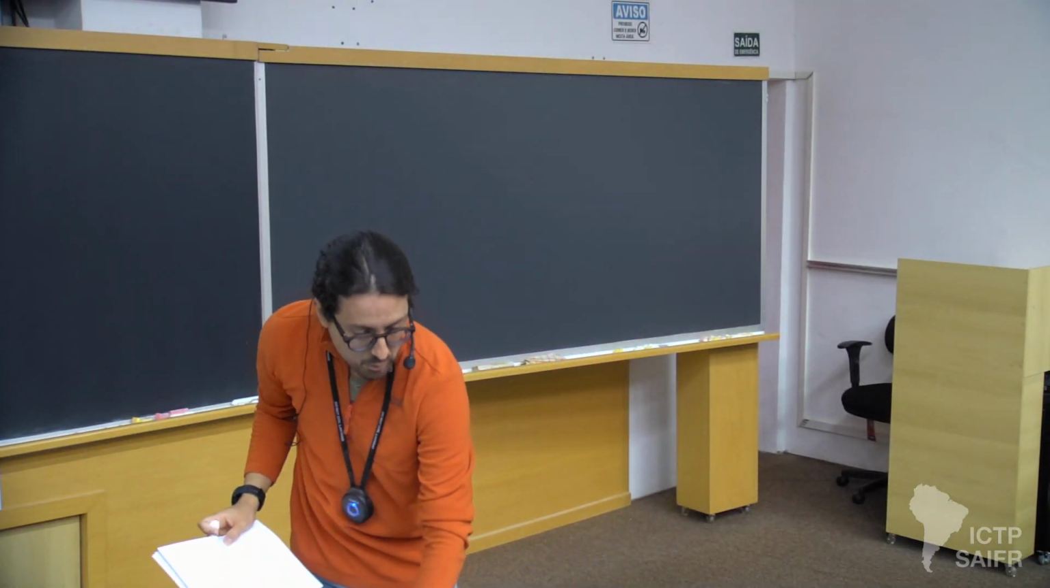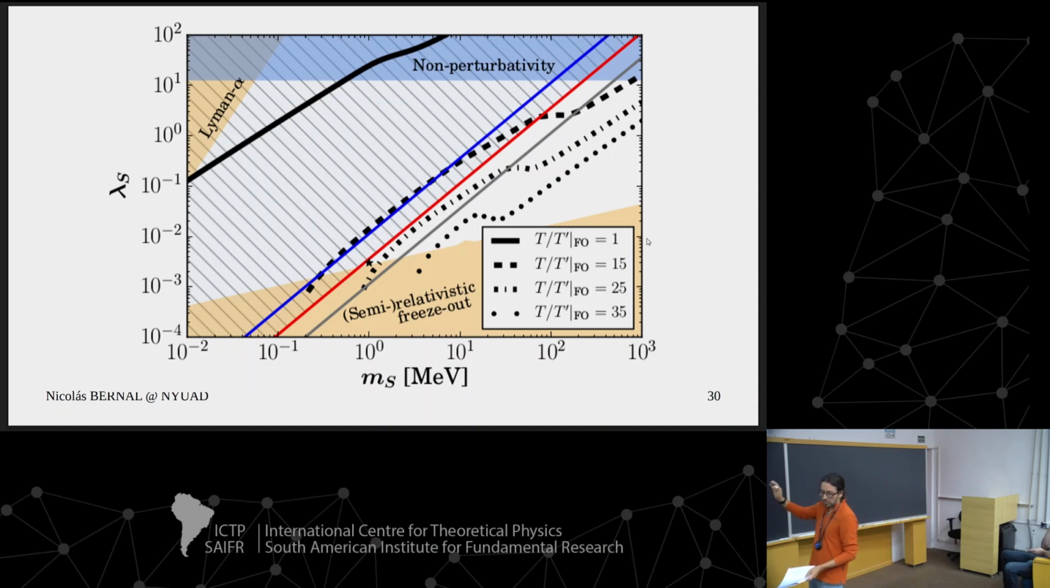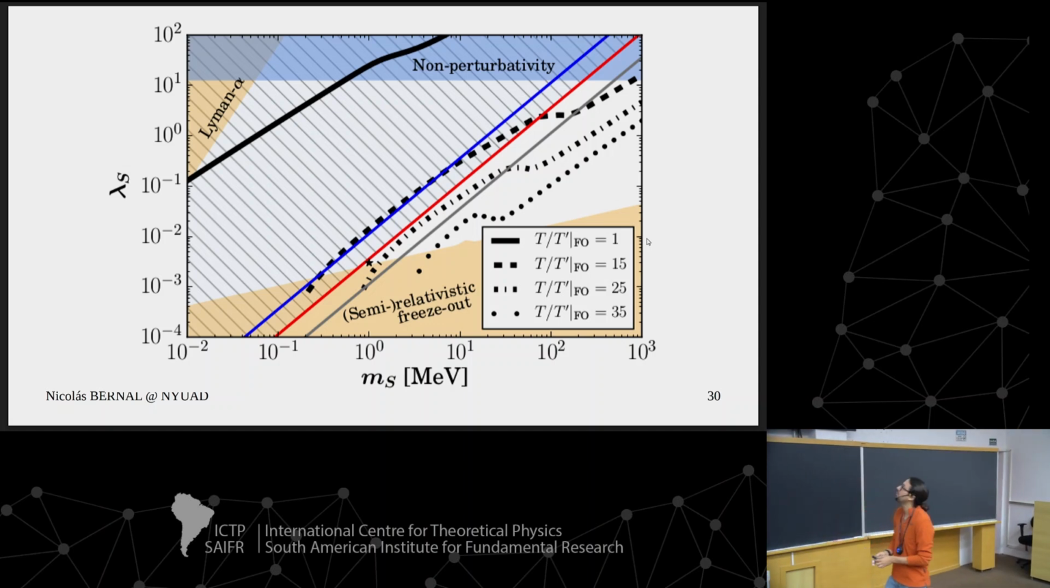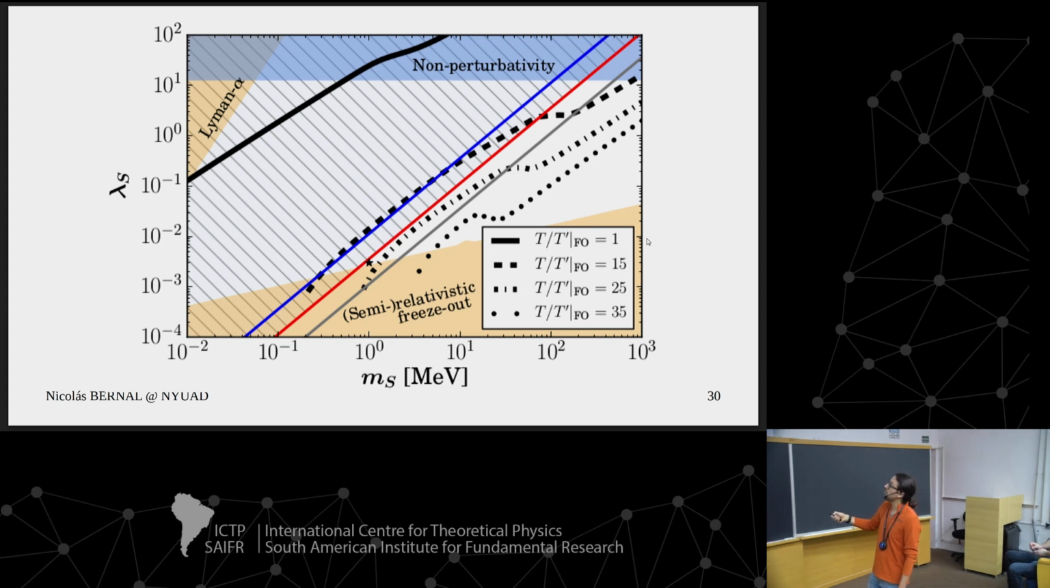So here I'm showing you the parameter space favored by the SIMPs. It's very crowded, so please, I'm recycling this plot. Forget basically everything, all the lines, and just focus on this thick black line. Here I'm showing you the quartic coupling as a function of the dark matter mass in MeV, and this line corresponds to the parameter space required to fit the whole observed dark matter abundance.